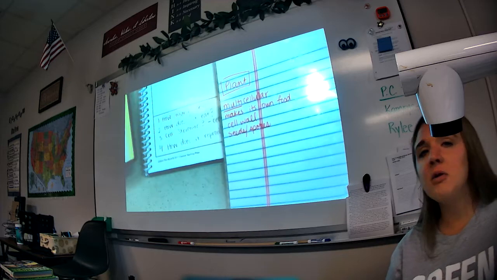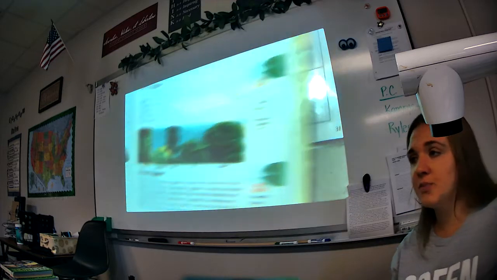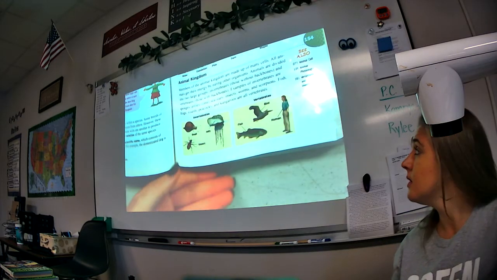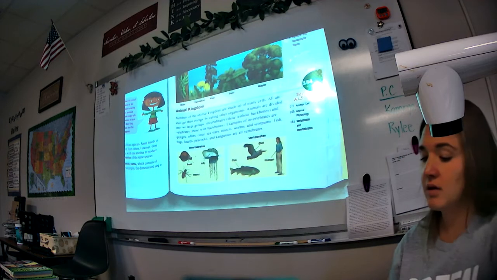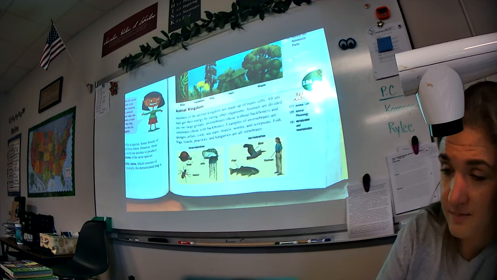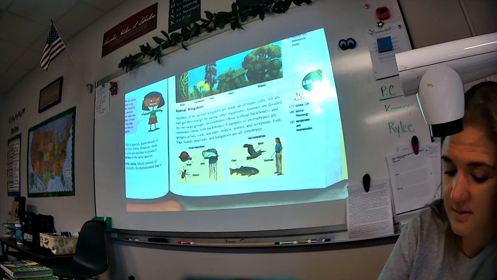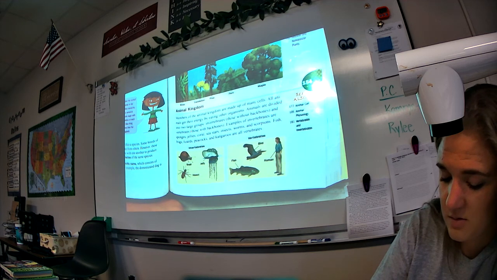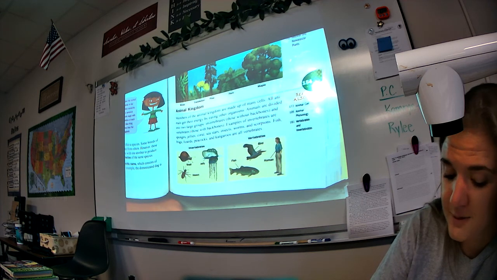All right, Animal Kingdom. About the spores, there's a type of moss that actually combusts and shoots out spores. Yep, we'll learn about that in the spring.